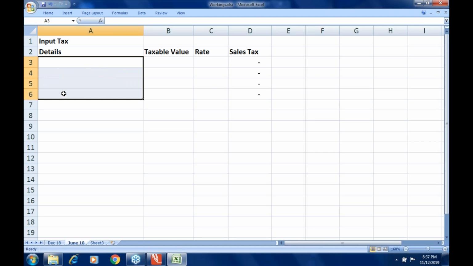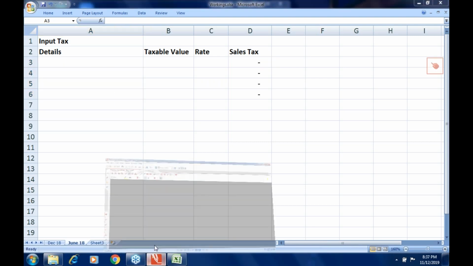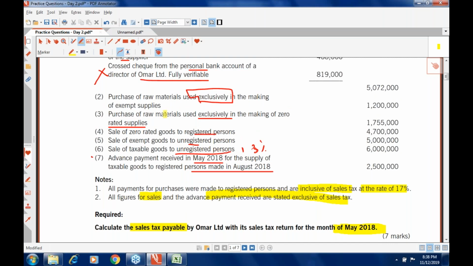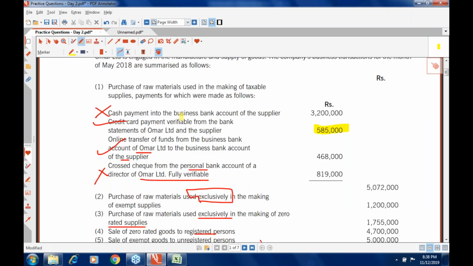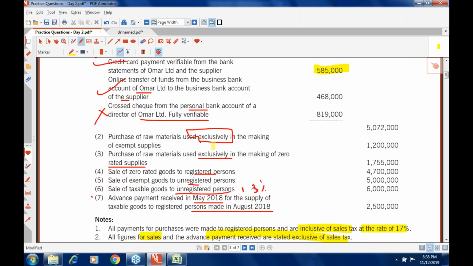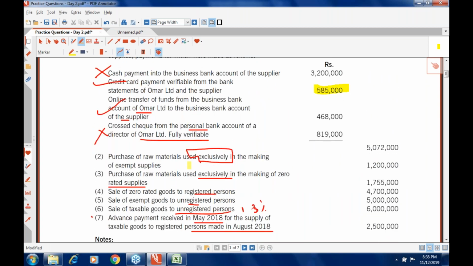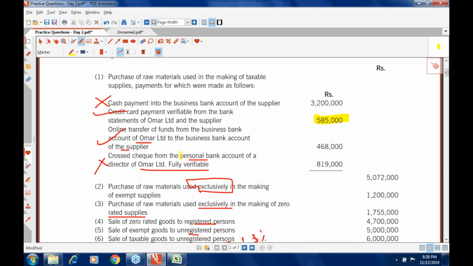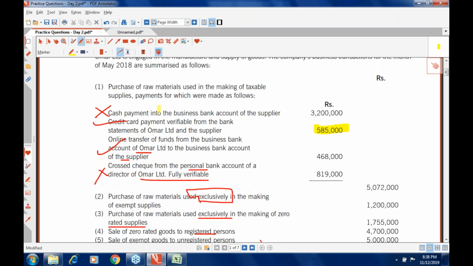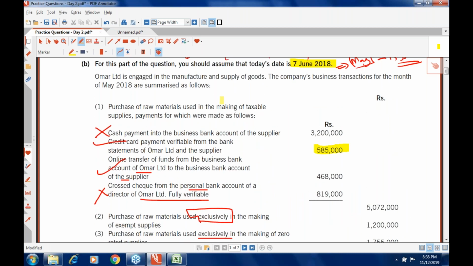So what I'm going to do is operate one by one so that you could have a good idea about how things are moving. First of all, the first thing to do is the input tax. Now remember, the values mentioned here are inclusive values for the purchases, and exclusive values for the sales that are being made. First of all, it says purchases of raw material used in the making of taxable supplies, payments for which were made as follows.